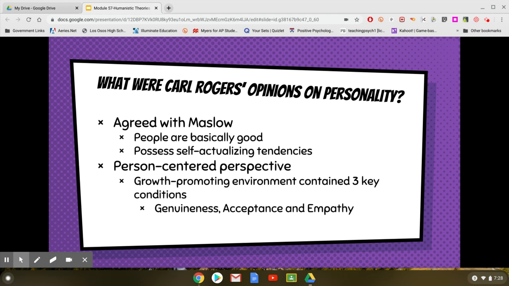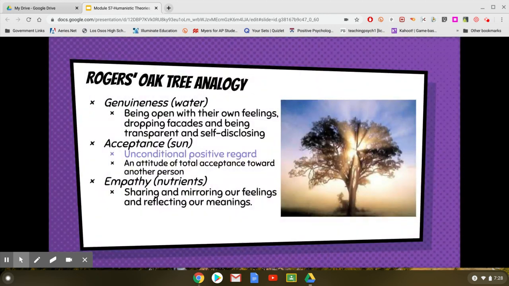Okay. So think about, what does an oak tree need to survive, for it to grow and thrive and flourish? We're going to relate these three ideas to the three key things that an oak tree needs to survive. So here we go. The first thing that Rogers would say that someone needs, our analogy is the water for the tree, is genuineness.